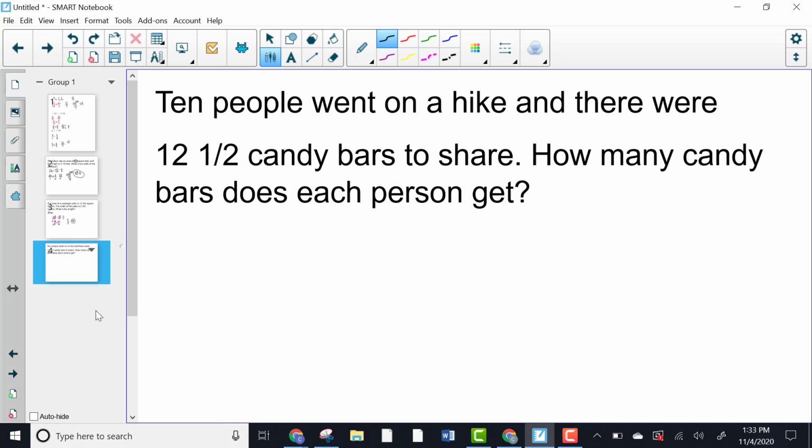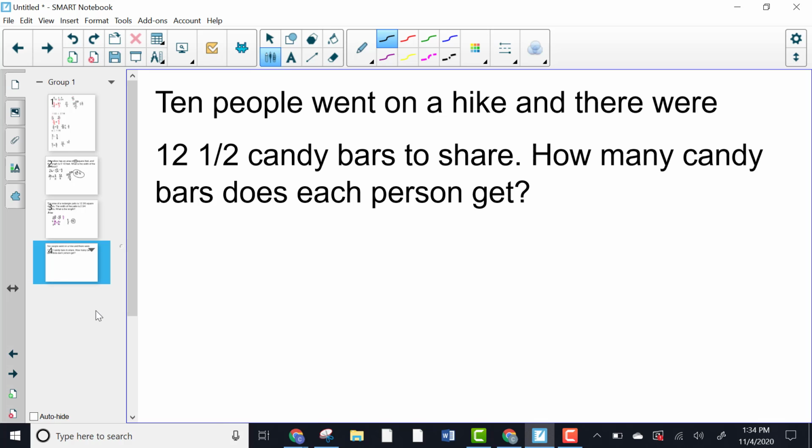So let's take a look at the final one here. It says 10 people went on a hike and there were 12.5 candy bars to share. Why are 10 people going on a hike and why are there 12.5 candy bars to share? Because it's a math class, that's why. We just need to have some numbers to go with. Why is there a half a candy bar? Who ate it? I am not sure. But anyways, that's what we have.